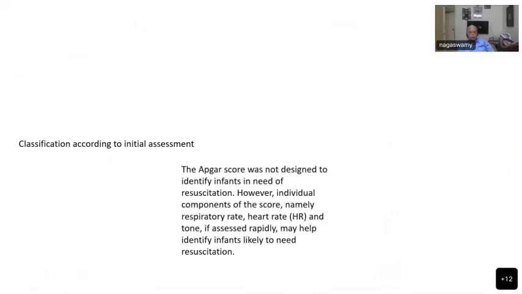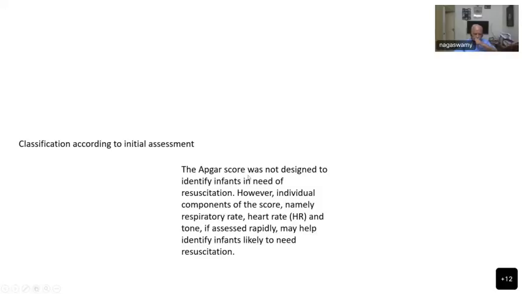Then classification according to initial assessment. Earlier they were using the APGAR score, 1-minute APGAR, 5-minute APGAR, 10-minute APGAR, for assessing the infant at birth, at 5 minutes and 10 minutes, to decide whether there will be permanent neurological damage or not. All that is not now included in the algorithm at all.